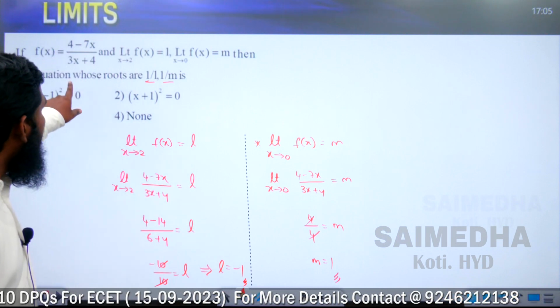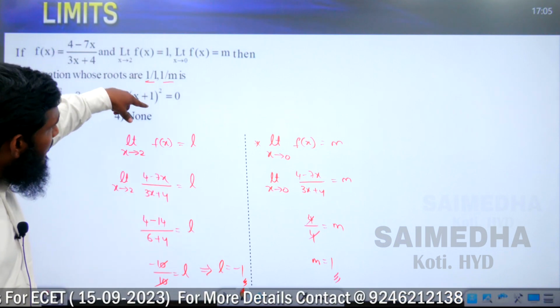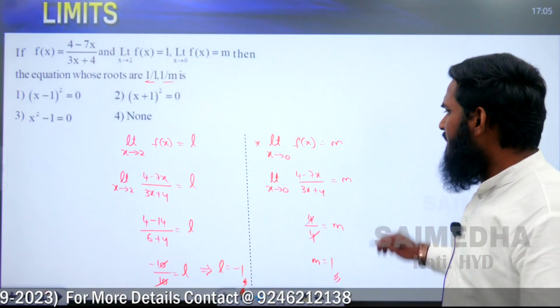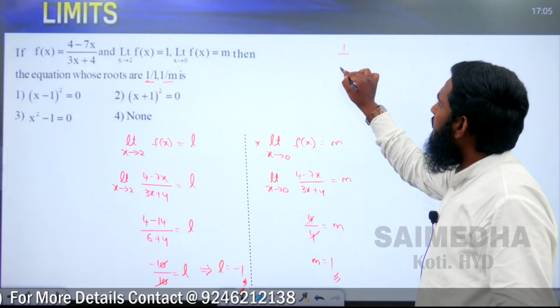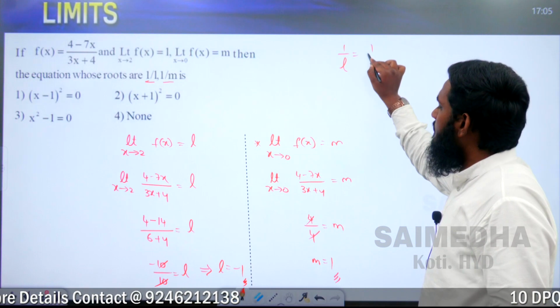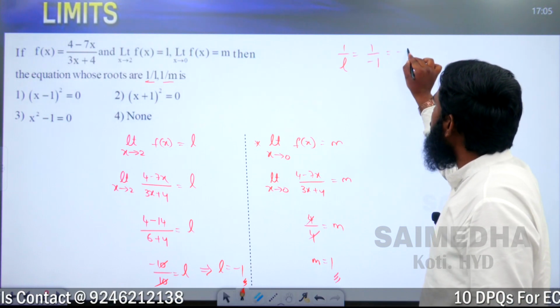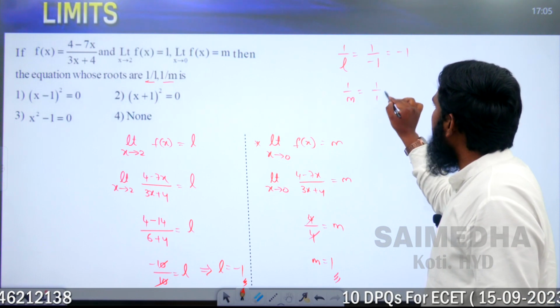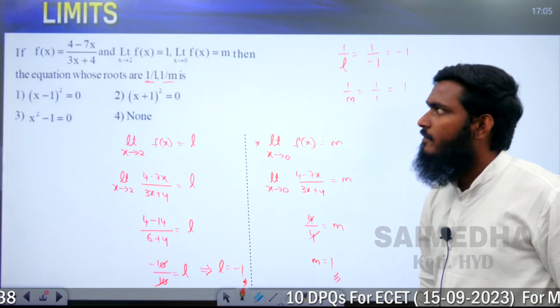But what is given over here? Whose roots are 1 by L, 1 by m. 1 by L means what can we take? 1 by minus 1, which is equal to minus 1 itself. 1 by m means what? 1 by 1, it is equal to 1 itself. We are having this part.